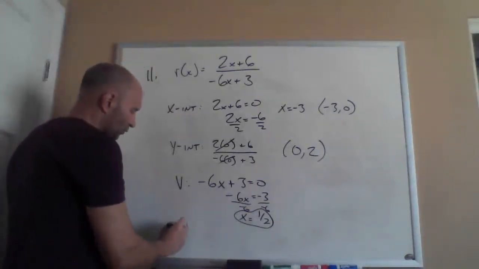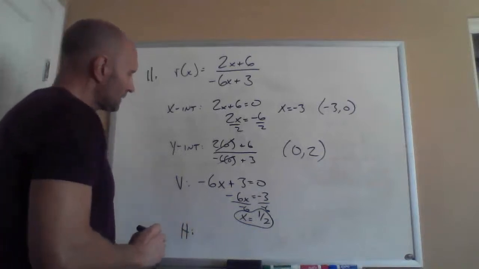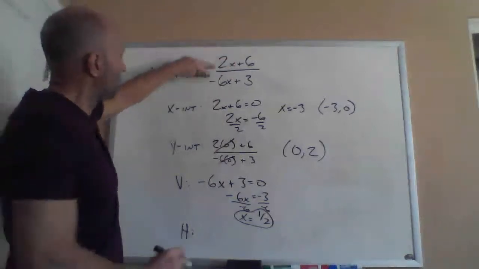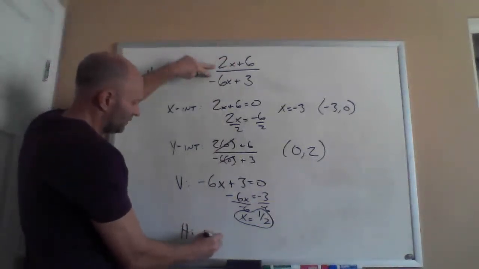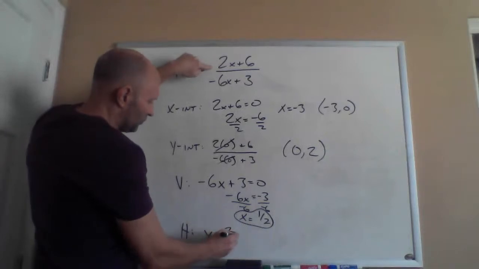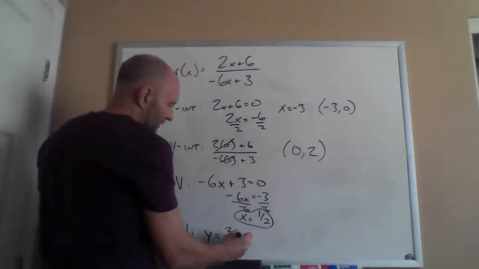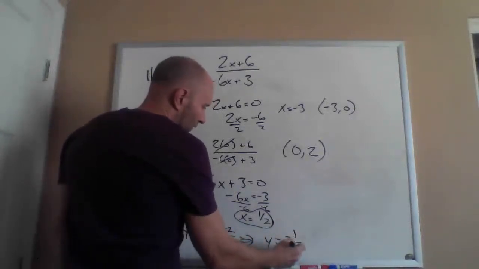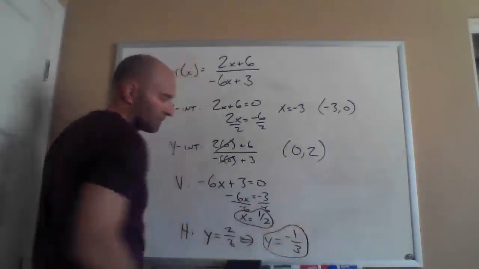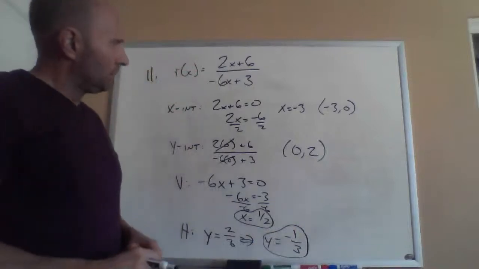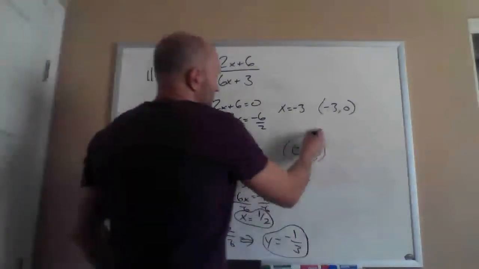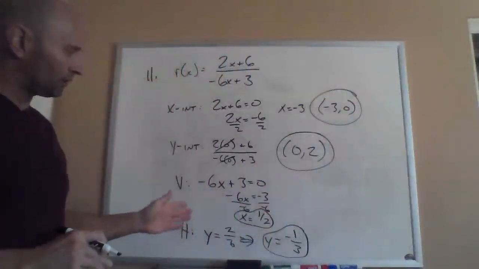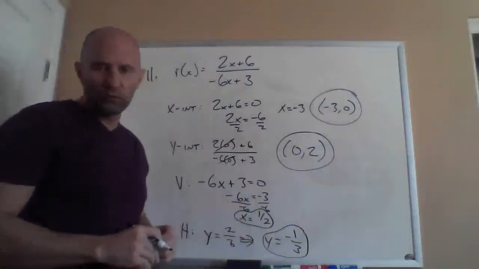And last but not least, horizontal. So we're looking at the exponents. First power, so it's just the ratio of these guys. So y is equal to 2 over negative 6, which if I simplify is y equals negative 1/3. Does that make sense there? So our x-intercept, our y-intercept, vertical asymptote, horizontal asymptote.